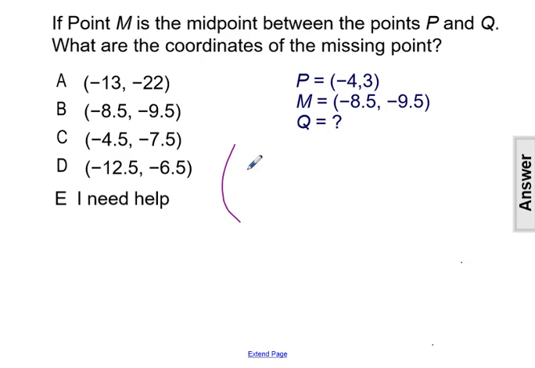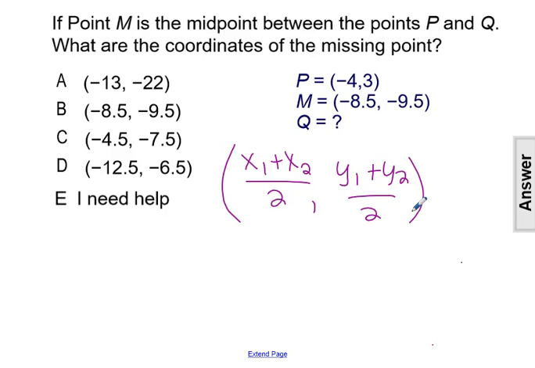We know the midpoint formula is (x1 plus x2) over 2 and (y1 plus y2) over 2. That would give you the coordinates of the midpoint. But we have the coordinates of the midpoint. We know the x value is negative 8.5 and the y value is negative 9.5. We also know that the first endpoint is (negative 4, 3), so that's the value of x1 and y1. So we can use the formula for the midpoint to solve for x2 and y2.